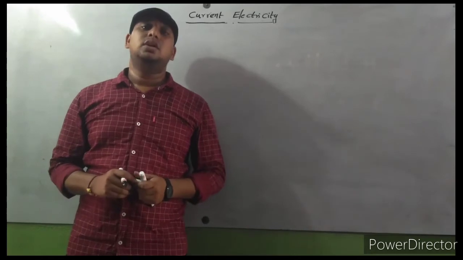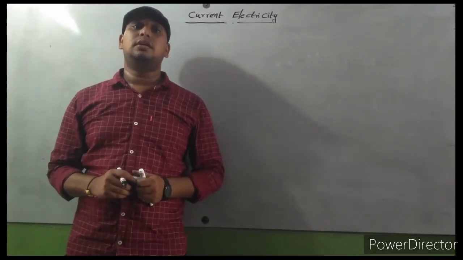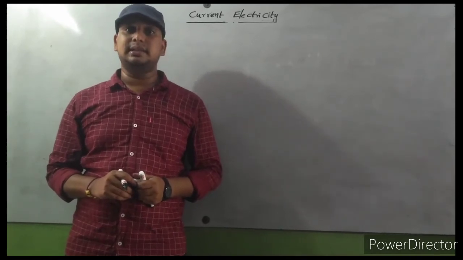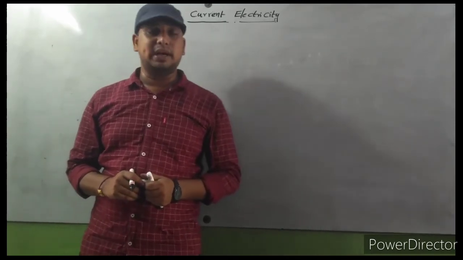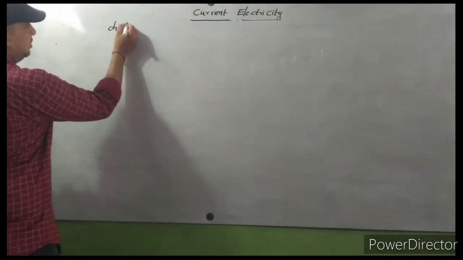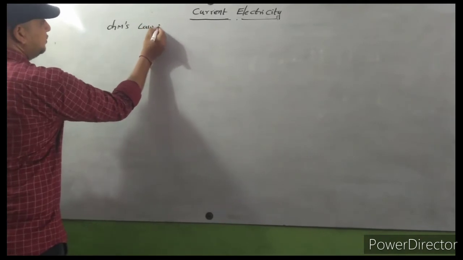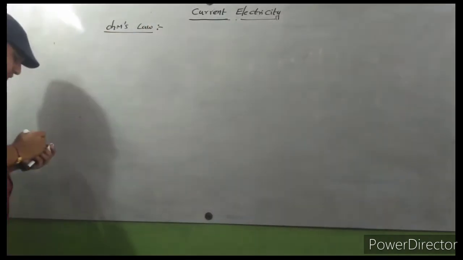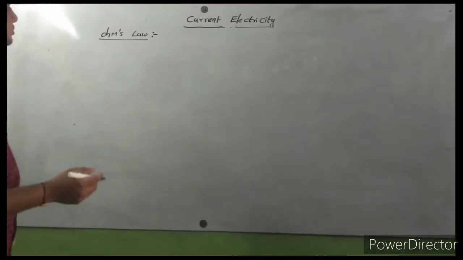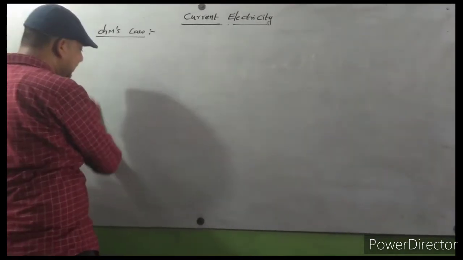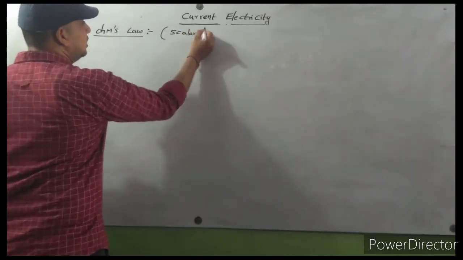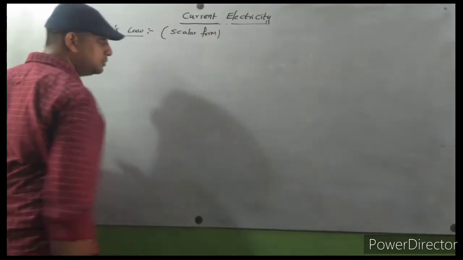Dear student, today we are going to start a few more important details about this chapter, current electricity. In that, the most important concept is Ohm's law. This is very important from the board point of view and the NEET point of view. What is meant by Ohm's law? And what is the derivation of Ohm's law? This is also called the scalar form of Ohm's law.